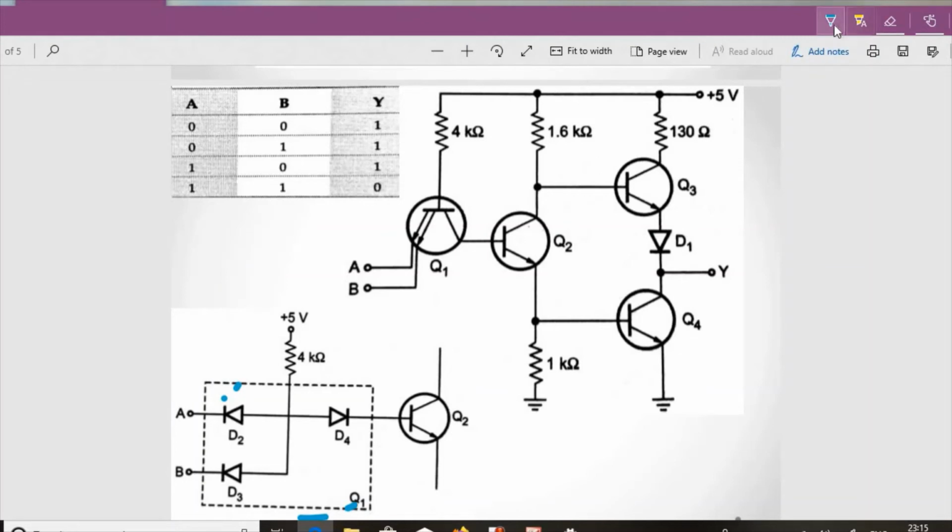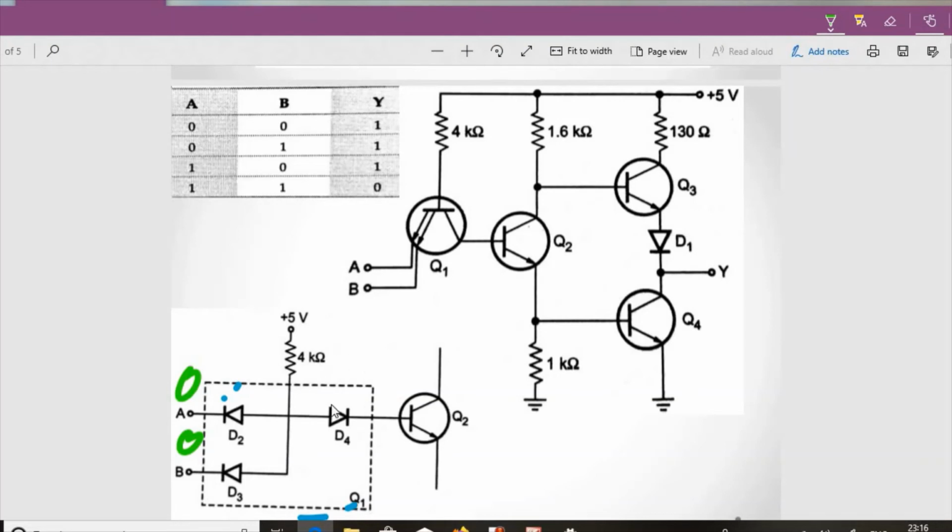So now we will take one by one input and then we will check how things are working out here. So the first input is 0 0, meaning this is 0 and this is 0, and we know that 0 is nothing but ground. So when you are giving 0 to the negative terminal and positive 5 volt to the positive terminal or the P type material, the diodes D2 and D3 will conduct in forward condition.